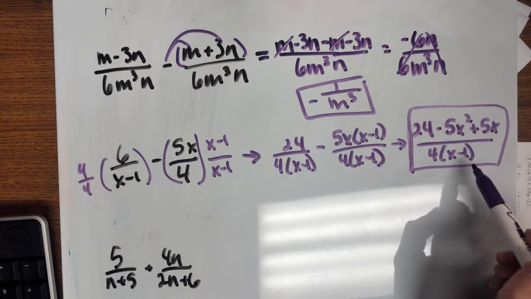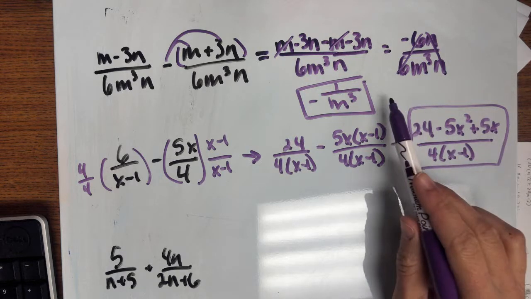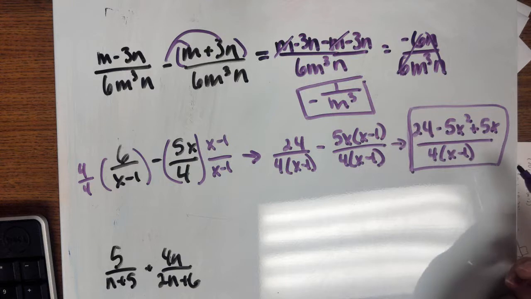If it was factorable, there's a good chance one of the factors might be x minus 1, and it could cancel like we did up here. But since it's not factorable, final answer is right here.